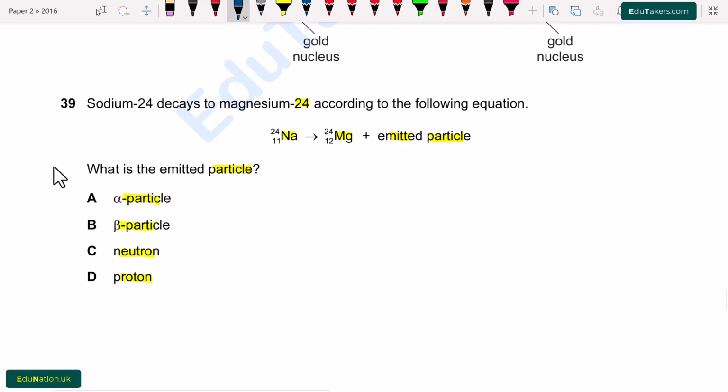First of all, here we can see that the atomic number of the sodium is 11 while the mass number is 24. Magnesium atomic number is 12 while the mass number is 24. Here for the sodium and magnesium, mass number remains same. Only the atomic number increased by 1. So the emitted particle will be beta particle. Here will be 0 and -1. So that the atomic number and mass number on both sides of this arrow remain conserved. Option B is correct from here.